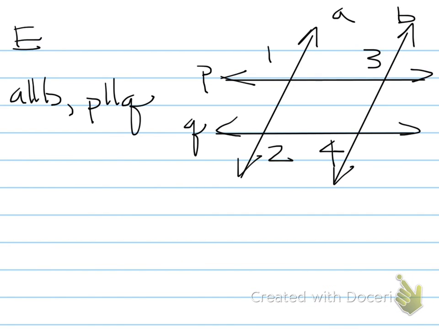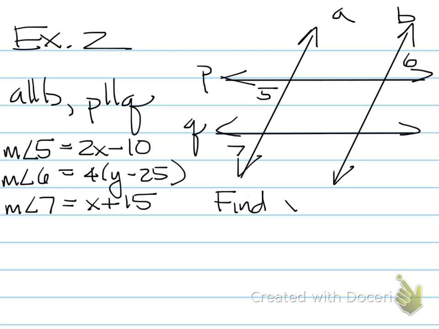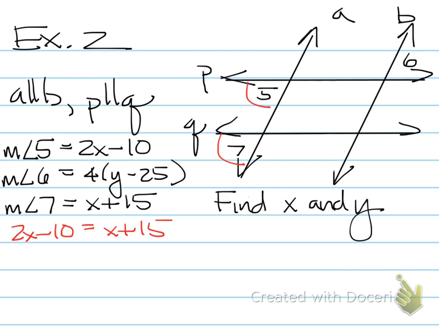All right, next. Now we're given an expression for angles 5 and 6. Angles 5 and 6 are alternate exterior angles. Again, since lines A and B are parallel, those alternate exterior angles are going to be congruent. All right, so first thing we want to do is find x by setting 5 and 7 equal to each other, since those are corresponding angles.